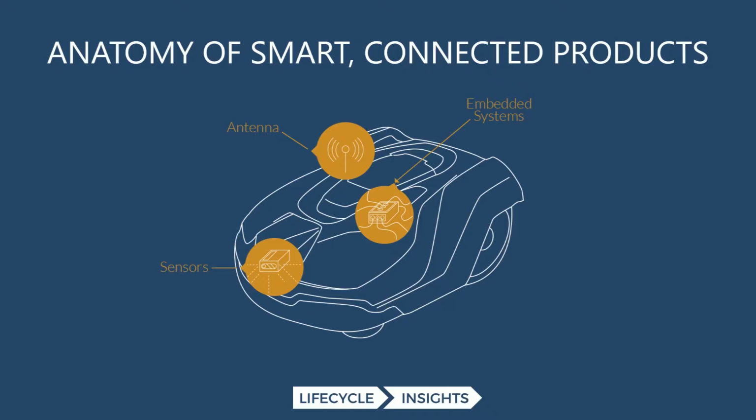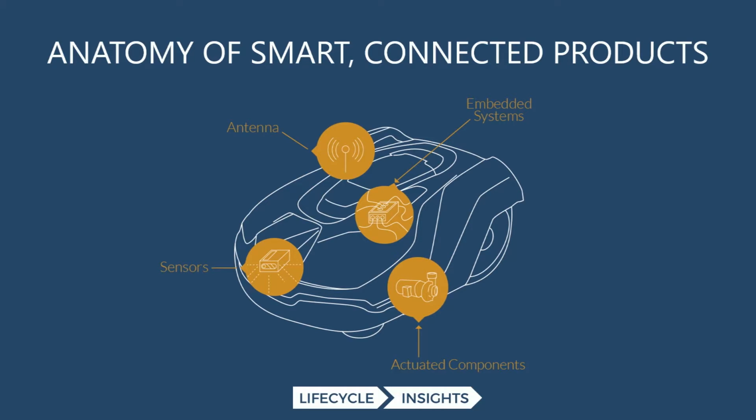Next up, you have sensors. These kind of act as the eyes and ears or the senses of the product. It allows it to do things like measure the temperature. Vision sensors can tell if something has run up next to it. And there are all sorts of other sensors involved.